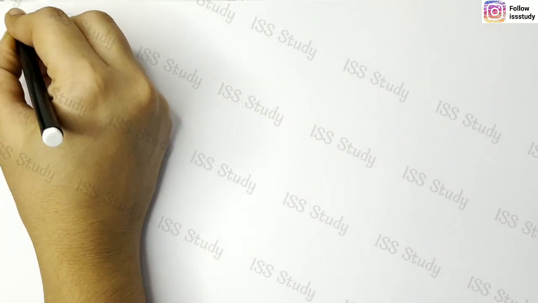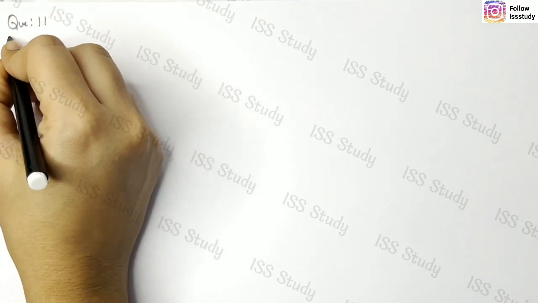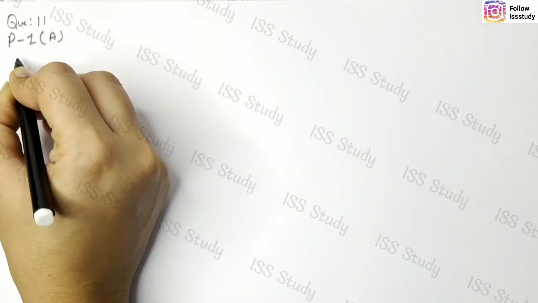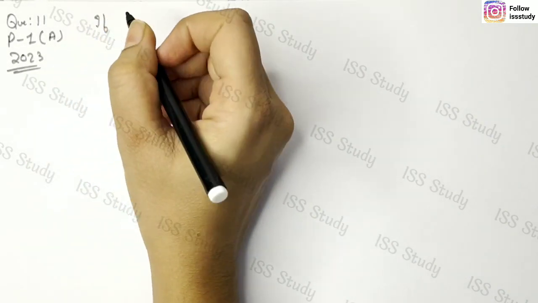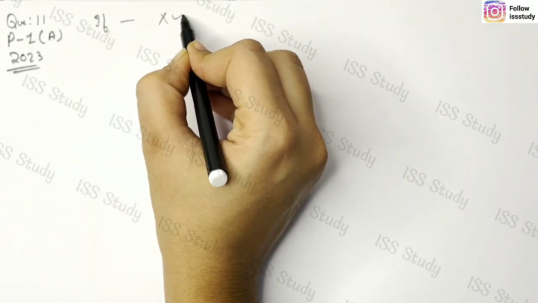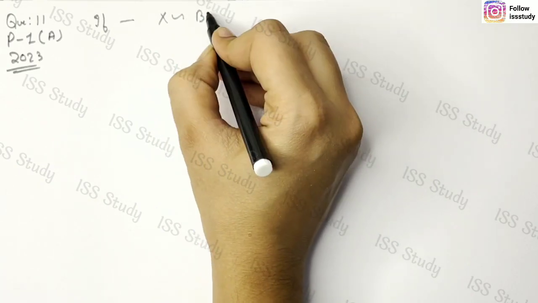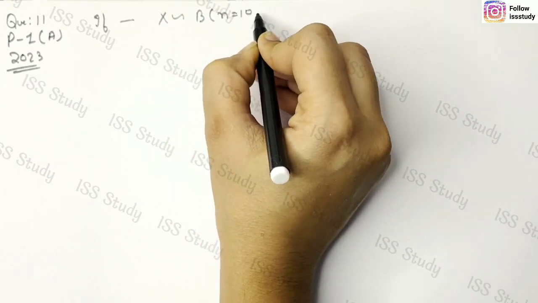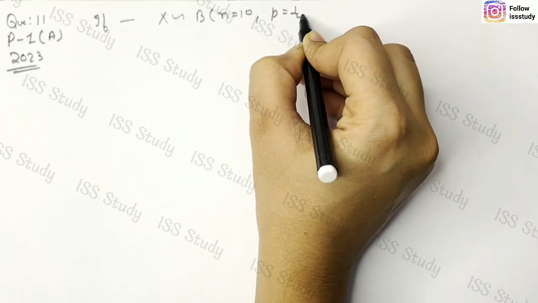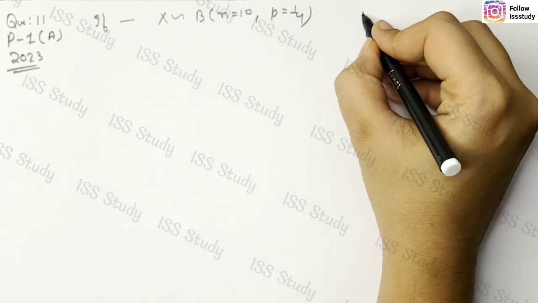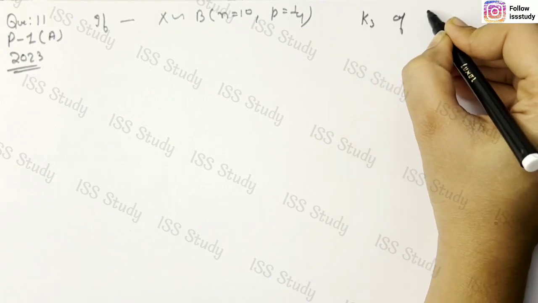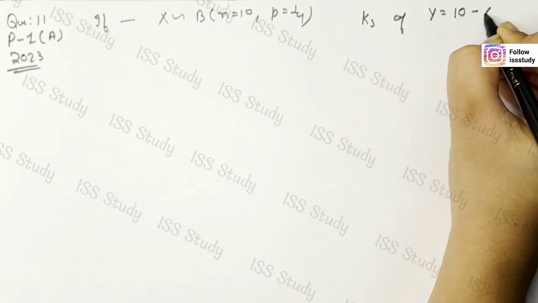So in this class we are going to discuss question number 11 of your paper 1 of your set A of the year 2023. Okay, so this question is saying that if a random variable x follows binomial distribution with parameter n whose value is given 10 and p whose value is given 1/4, then you have to find the value of the third cumulant of y, which is equal to 10 minus x.